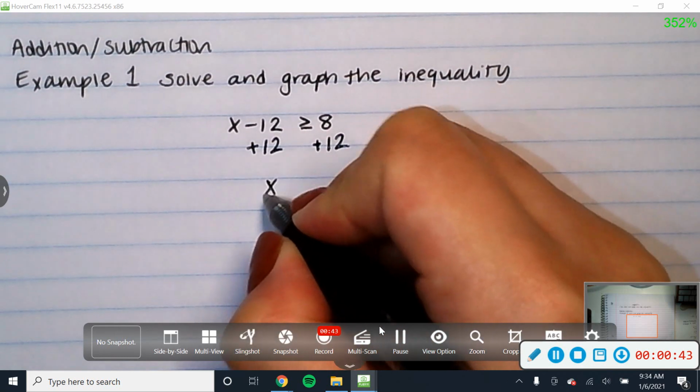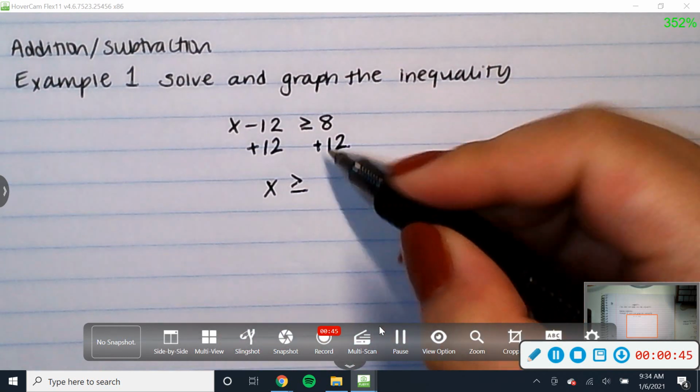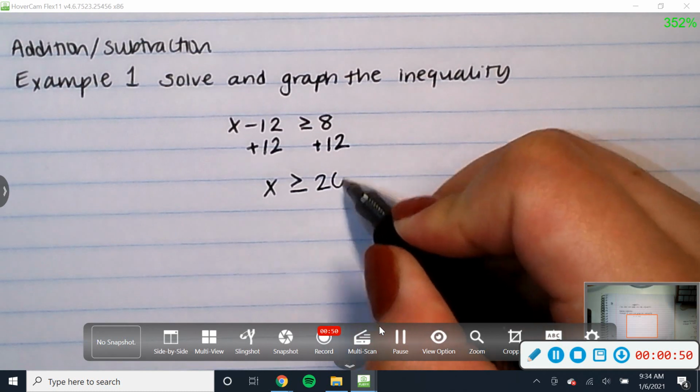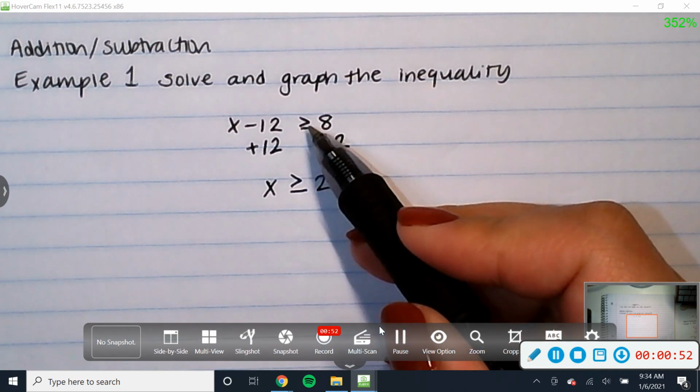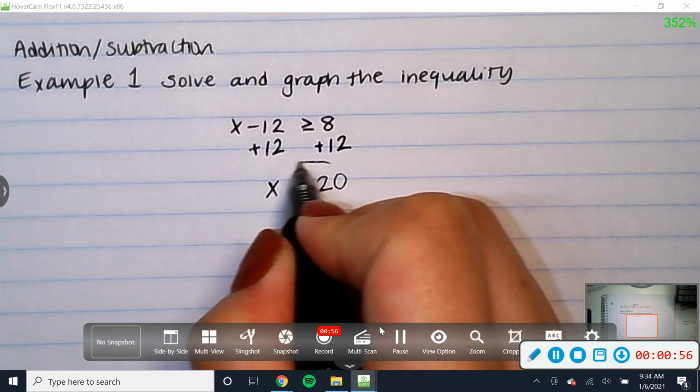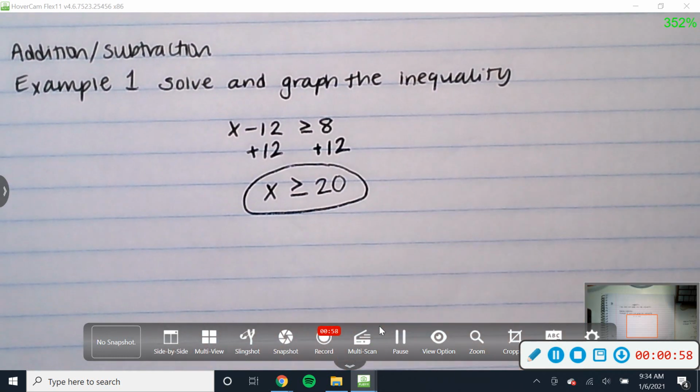And then we have x is greater than or equal to, and then we just add these, so we would get 20. In this case, you would just copy down the same inequality symbol. This would be your final answer. Once you have x by itself, you're done solving.